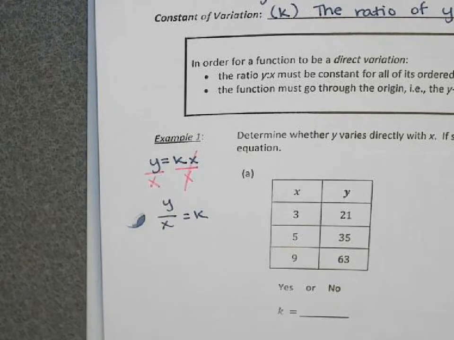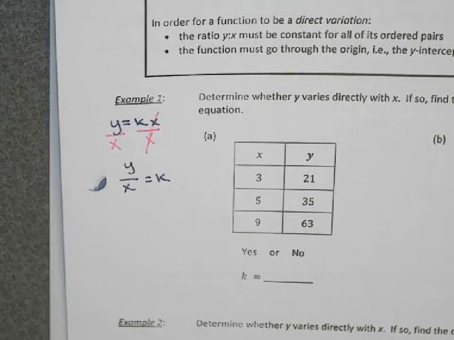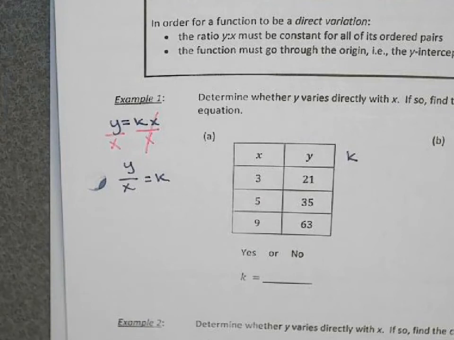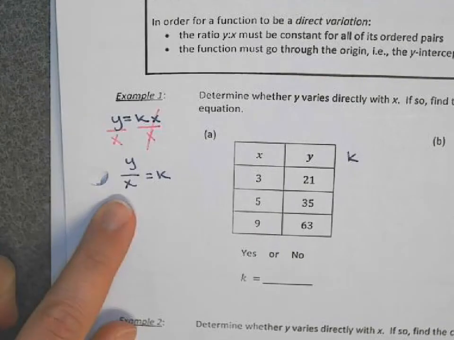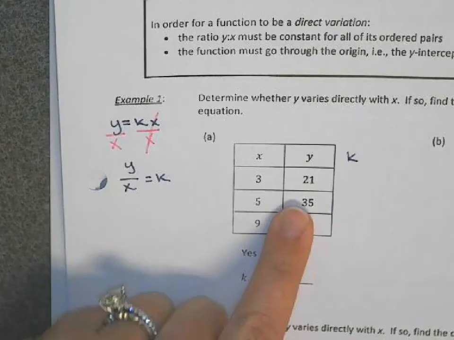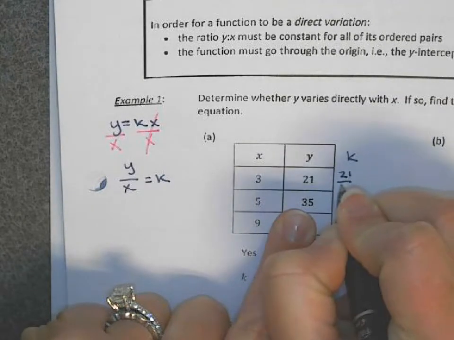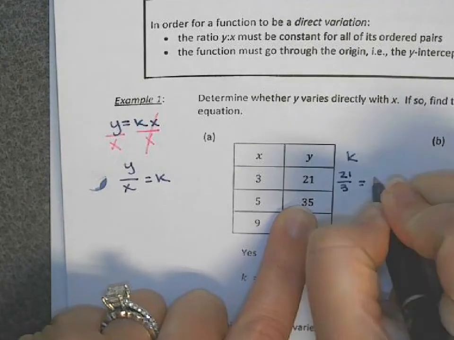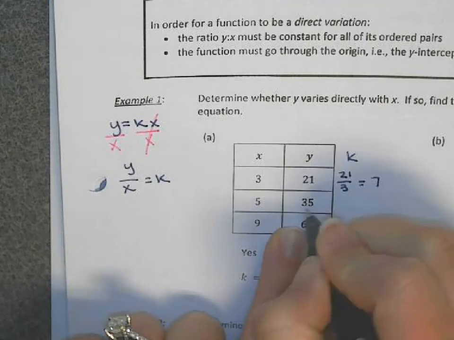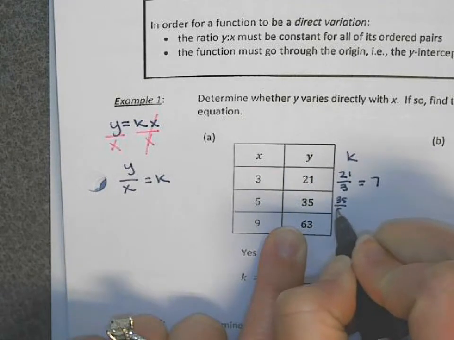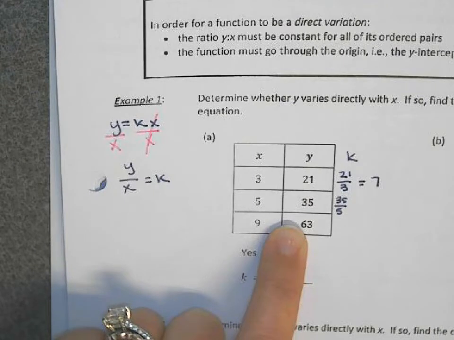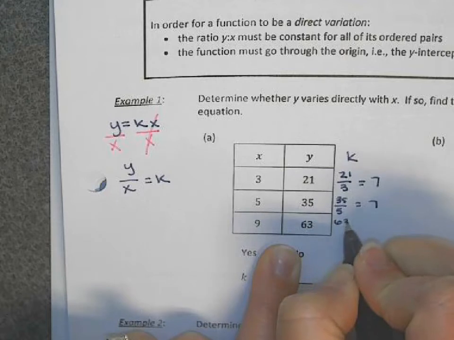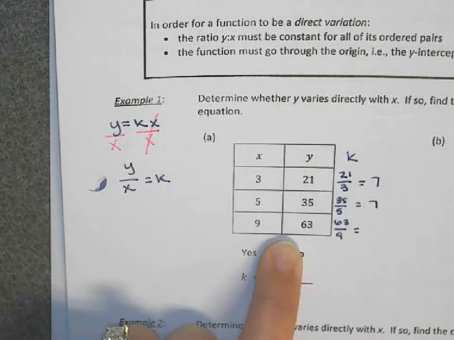Okay. So to identify if this table is a direct variation, we have to find the slope between 0, 0 and this coordinate point for all of them. And in order to do that, we're just doing y over x. So here, y over x is 21 over 3. But reduce it. What do we get? 7. Here, y over x is 35 over 5. Now reduce it. 7. Take the bottom one. Y over x is 63 over 9. Reduce it.